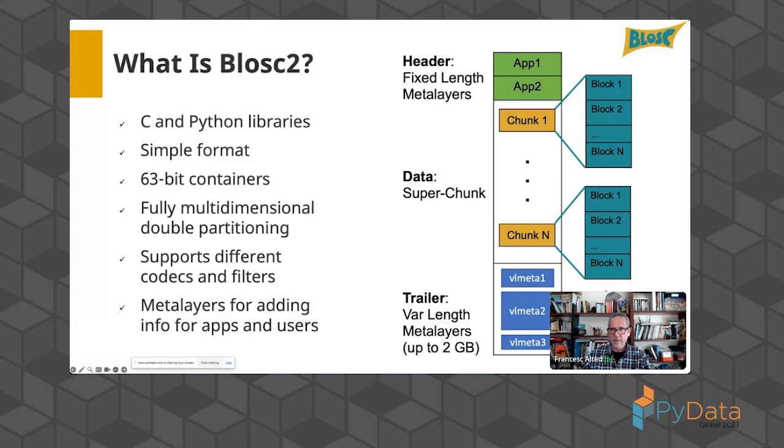So here you see the typical Blosc2 container. At the top, we see the header, where different applications can write their own header, and then the data section is composed of different chunks. And the chunks are split again into what we call internally blocks. These two components are what we call the double partitioning, right? Because it's not only single partitioning by chunks, but also a double one with blocks as well.